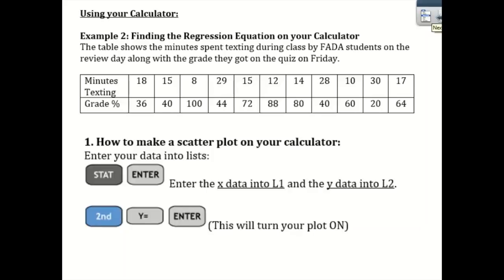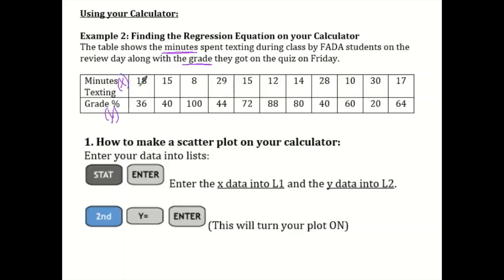So using your calculator, in the previous example, I gave you the regression equation, but you are going to have to find it yourself. So let's take a look at some sample data. So the table shows the minutes spent texting during class by students on the review day, along with the grade they got on the quiz on Friday, okay? So here, my minutes texting, that is my X value. That's my independent variable. And my grade is my Y value because my grade is dependent on how many minutes texting I spent during class.